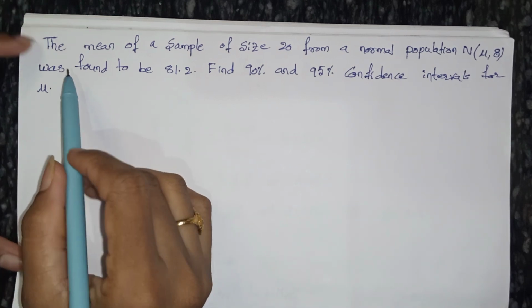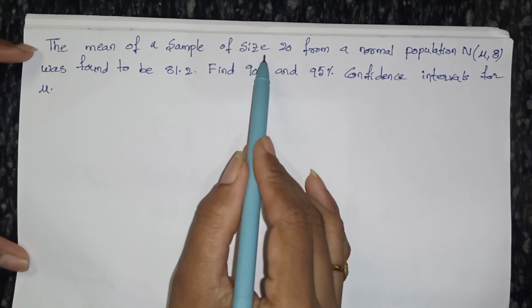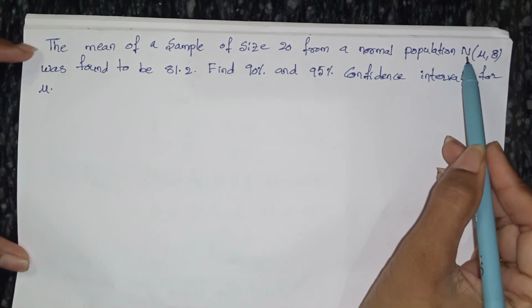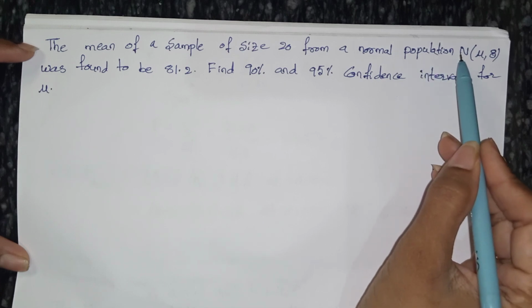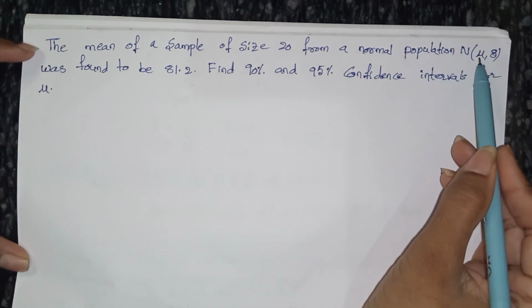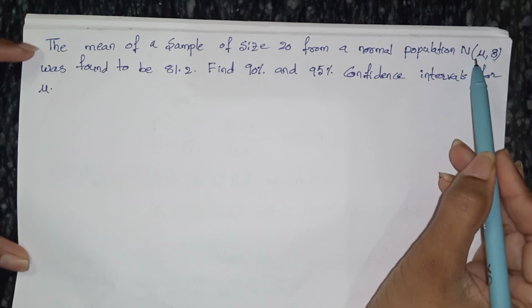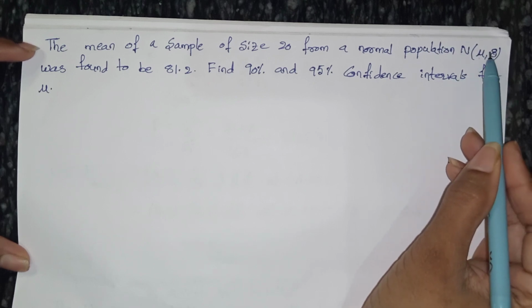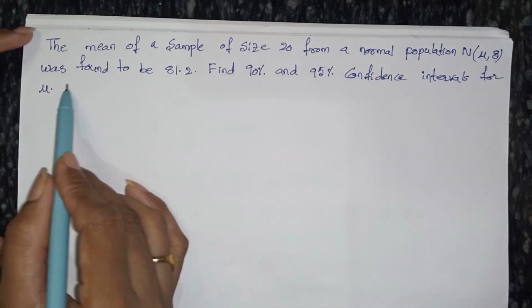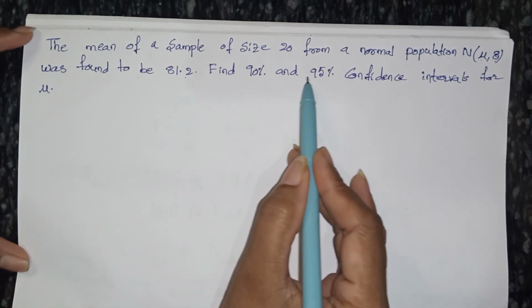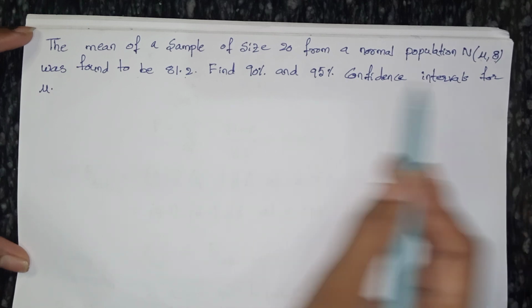Okay. So we'll see. The mean of a sample of size 20 from a normal population N(mu, variance 8) was found to be 81.2. Find 90% and 95% confidence intervals for mu.